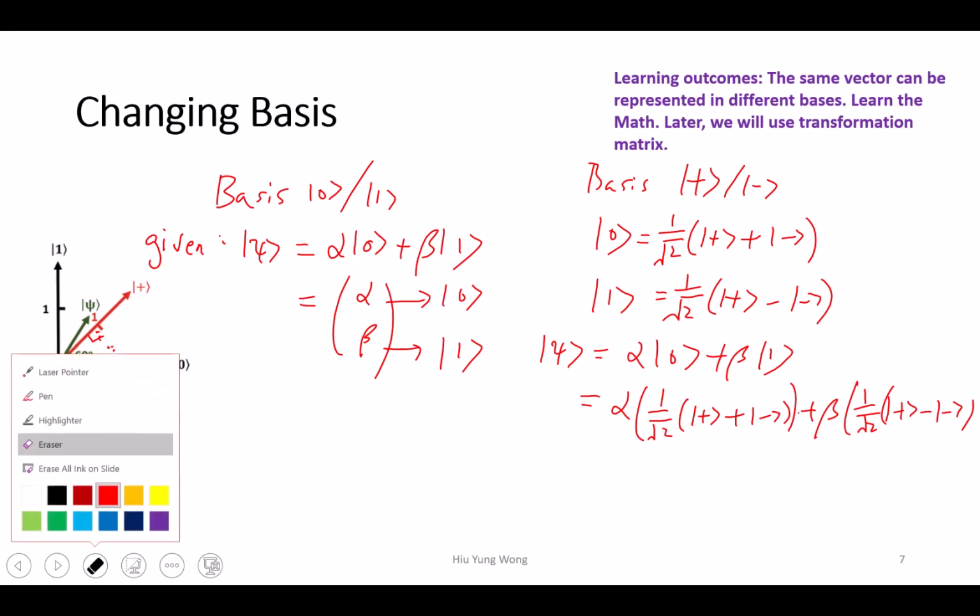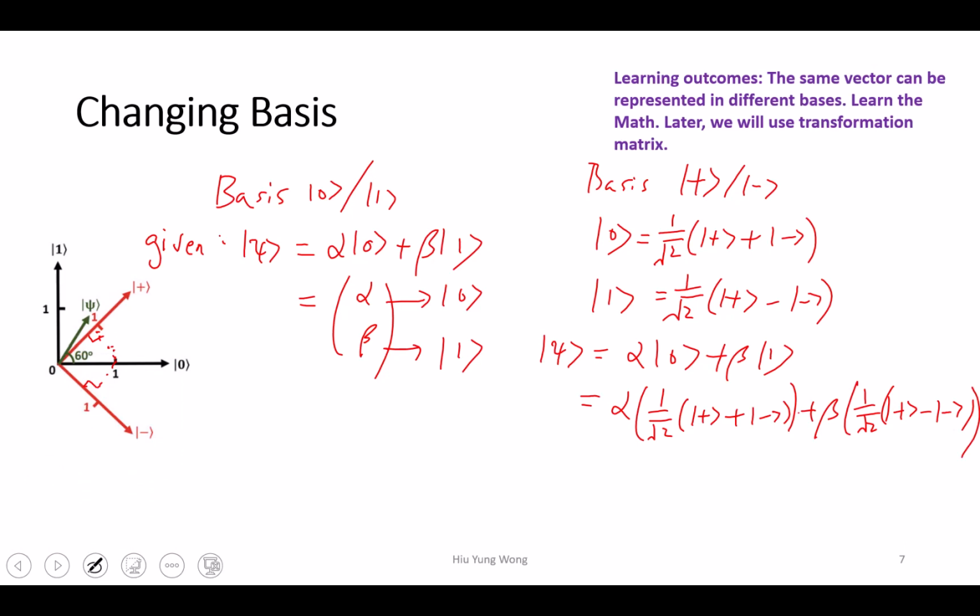So I am basically done. It's just a very simple algebraic substitution, and I regroup the terms. The coefficient of plus is 1 over square root 2 times alpha plus beta, and then the coefficient of minus is alpha times 1 over square root 2 minus beta times 1 over square root 2, so this is 1 over square root 2 times alpha minus beta.